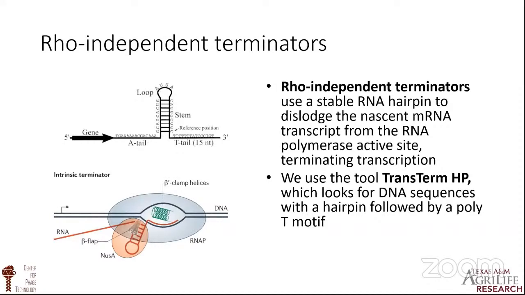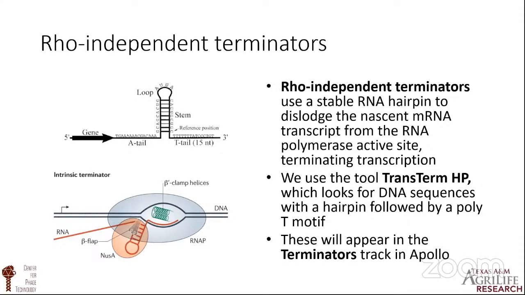So on the top left here, there's a schematic of what the stem loop looks like, followed by a poly-T tail. On the lower panel on the left, this is a schematic showing what's believed to happen to terminate transcription, where this hairpin snaps shut as it leaves the exit channel of the RNA polymerase, which then causes the transcript to be dislodged from the RNA polymerase active site, which is assisted by the poly-T tail, which has weak base pairing. So what we're looking for here is a short hairpin loop, which is followed by a region of multiple T residues in the DNA sequence. These will also appear in the terminators track in Apollo.